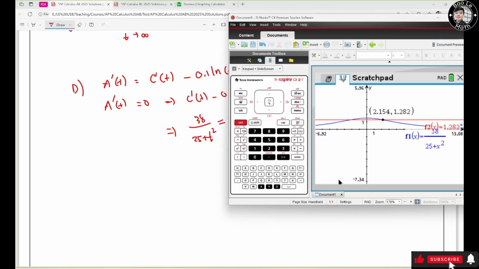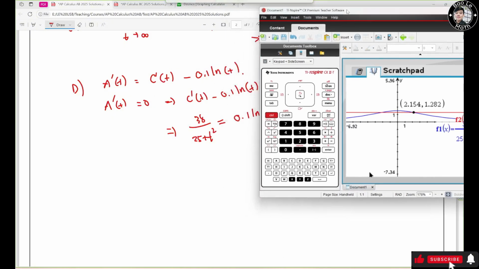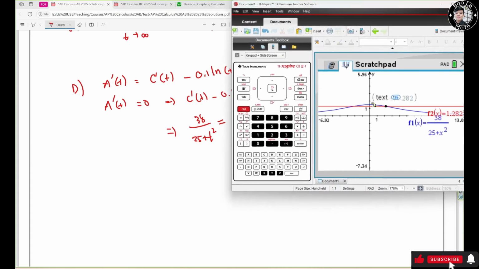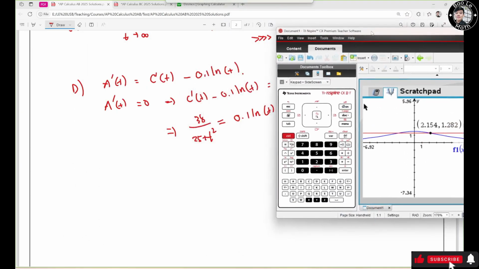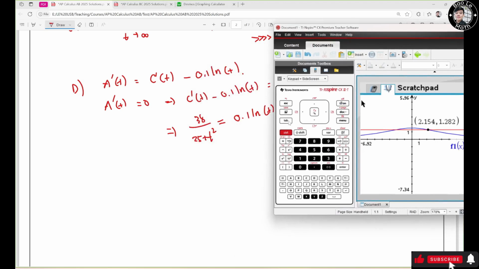Now I'm going to put this on the calculator. The first graph is the blue one. The second graph should be 0.1 natural log of t, so I need to hit tab. I put 0.1 natural log of s.